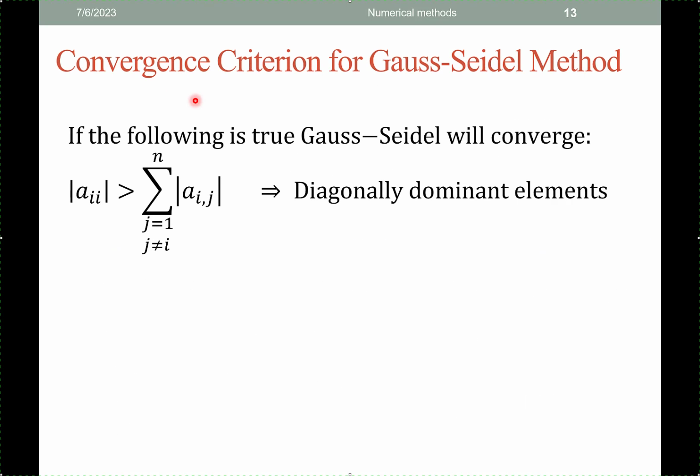So, the convergence criterion for the Gauss-Seidel method: if you have a coefficient matrix where the diagonal values are greater than the sum of all the other values in a specific row, then this means you have diagonally dominant elements within your coefficient matrix A. Then for sure, when you're using the Gauss-Seidel method, it will converge.